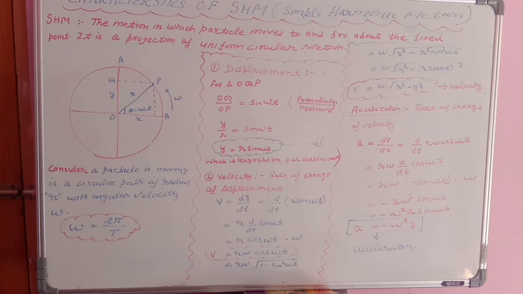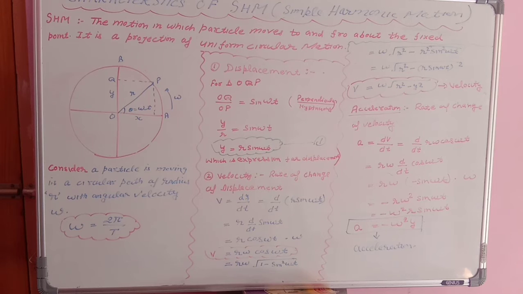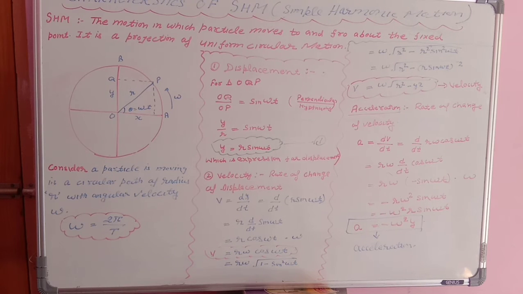Once again I am telling you, here omega is your angular velocity, and the angular velocity expression is 2 pi upon T. This pi value you know from lower standards, it is 22 upon 7. Okay, dear students, this is about your omega.